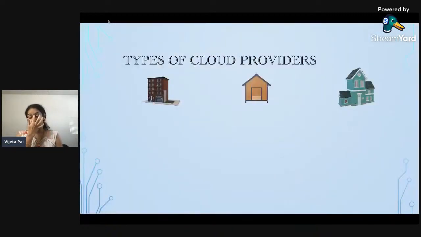Now, types of cloud providers. I mentioned Google Cloud Platform. There are other cloud providers in the market, but how do we really classify them? Cloud providers can either be public, private, or hybrid. What do I mean by all these terms?